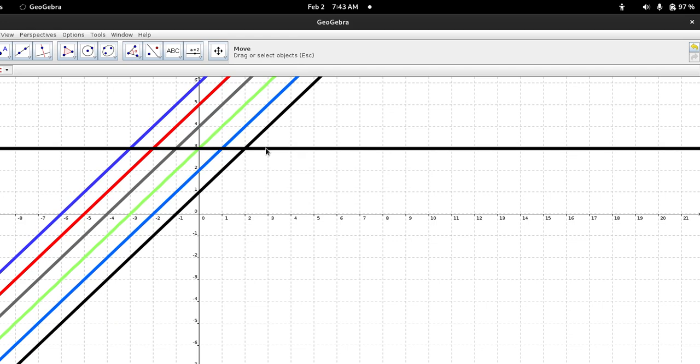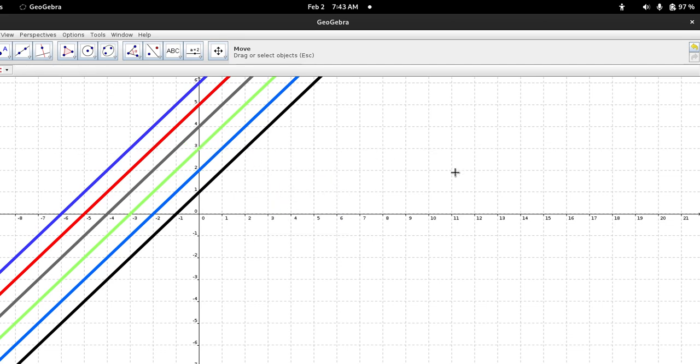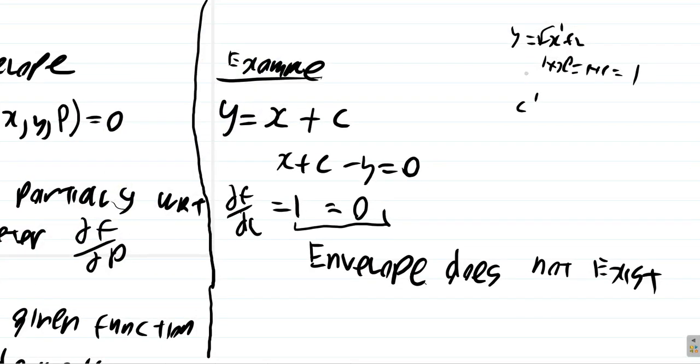Now, we no longer have our y equals 3. Here, all these lines are parallel, they point in the same direction. There is no line that touches all of them. So the equation y is equal to x plus c, with parameter c, does not have an envelope. Alright, so in another video, we'll continue and look at other examples.